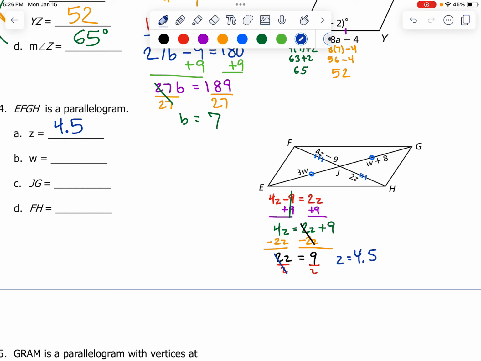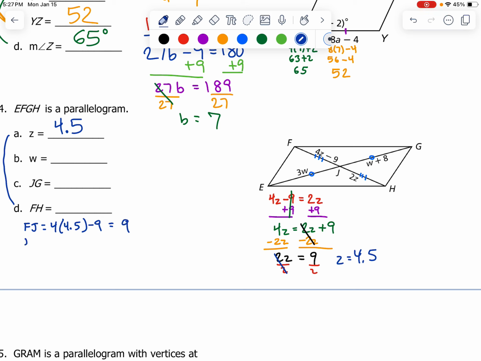And now let's see what it's asking for. J, G, nope. F, H, yes. So these two are connected there. There's not one correct way to do this, but let's try it this way. FJ equals 4 times 4.5 minus 9. So use your calculator for that. Let's see, 18 minus 9 is 9.